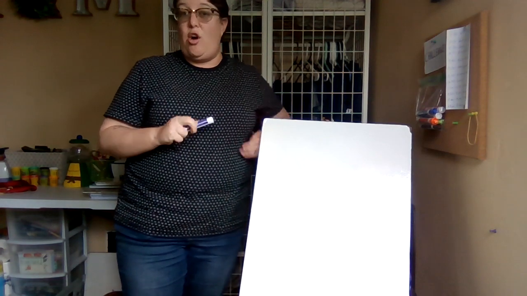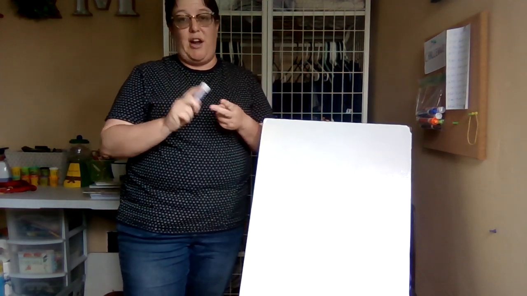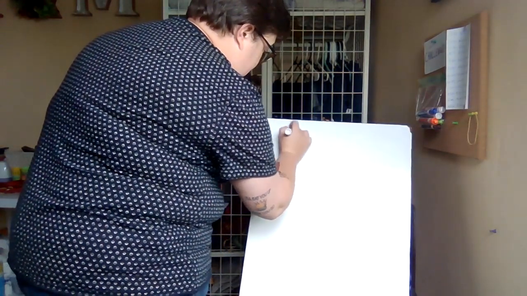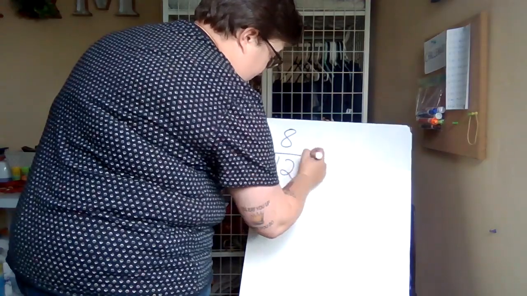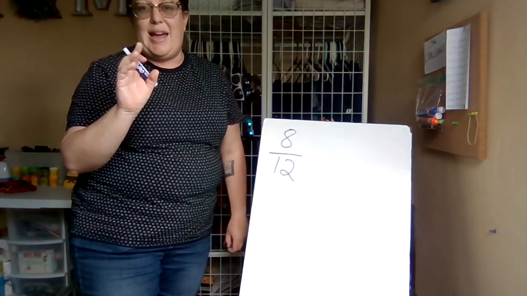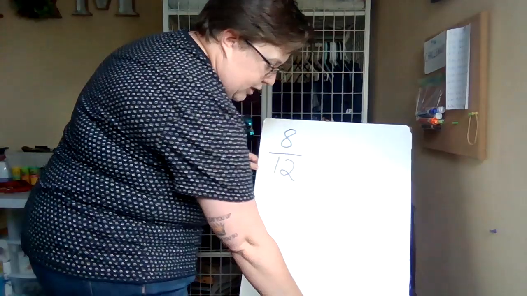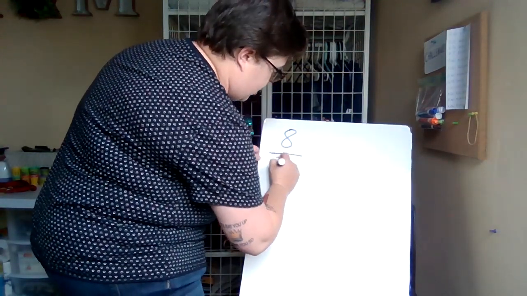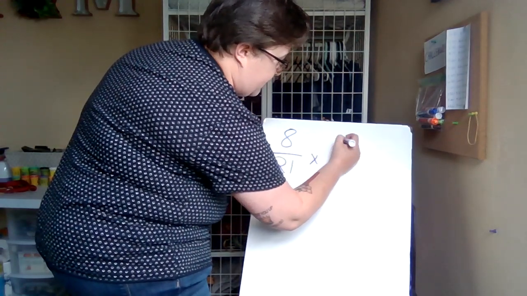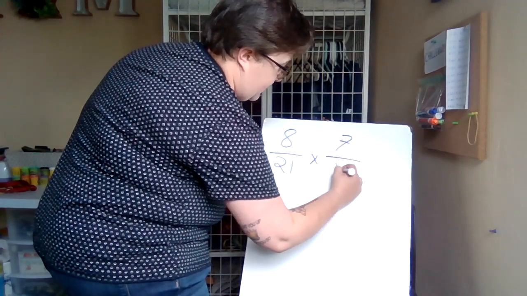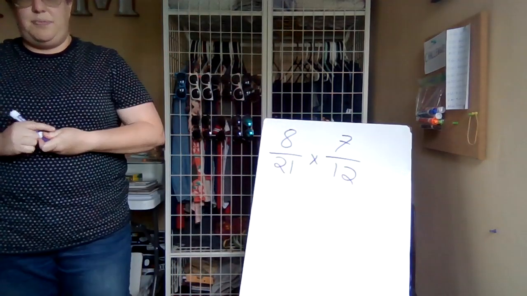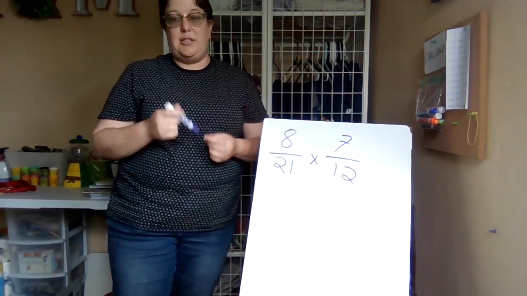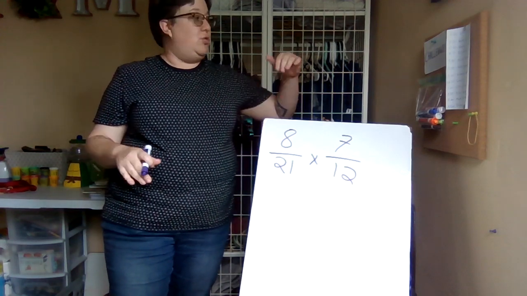Step one is to set up the operation, and all the operation is the first fraction multiplied by the second fraction. So the first fraction is 8/21, times the second fraction, which is 7/12. 8/21 times 7/12. So that's the first step, is to set up the fraction.